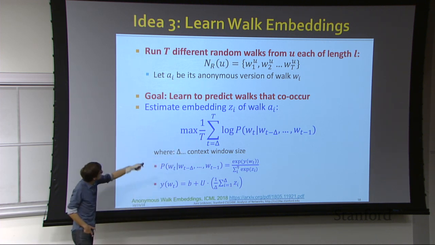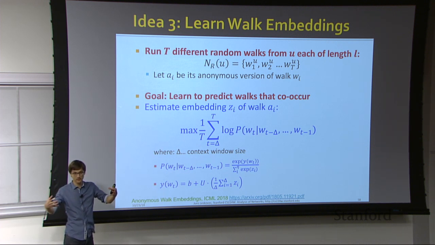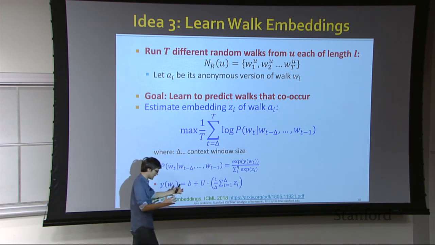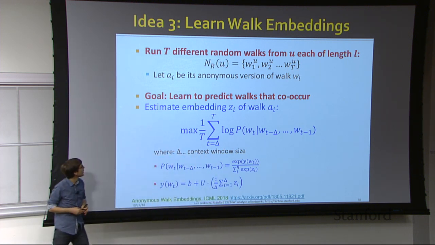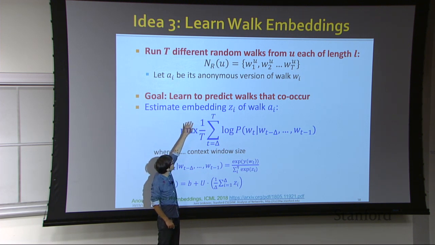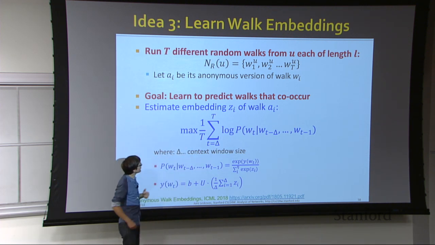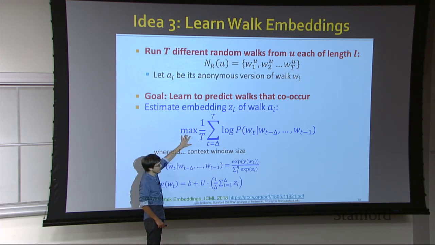And then with each random walk, there is an associated anonymous walk. Multiple different random walks map to the same anonymous walk. So now my goal is to learn the embeddings of anonymous walks such that I can predict which walks can co-occur. So here is what I want to maximize.